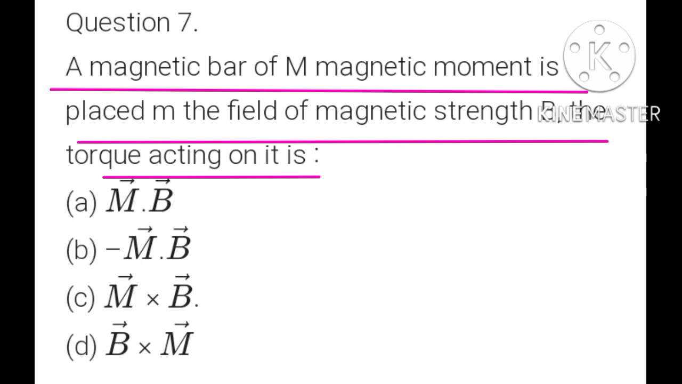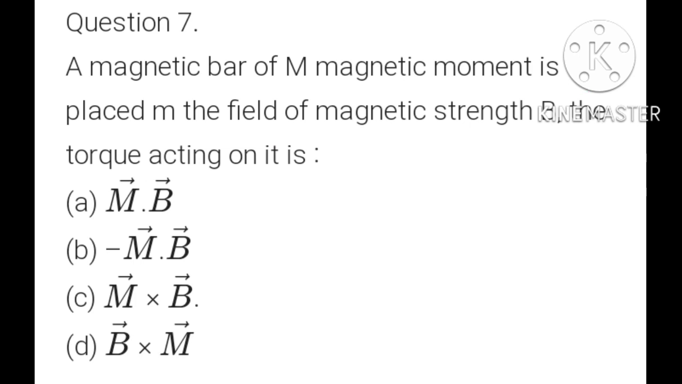Question number 7. A magnetic bar of M magnetic moment is placed in the field of magnetic strength B. The torque acting on it is: We know that when we place a bar magnet in a uniform magnetic field, then it experiences a torque, and the relation for that torque is the product of magnetic dipole moment and magnetic field. So here C is the correct option. Torque is equal to m vector cross B vector.